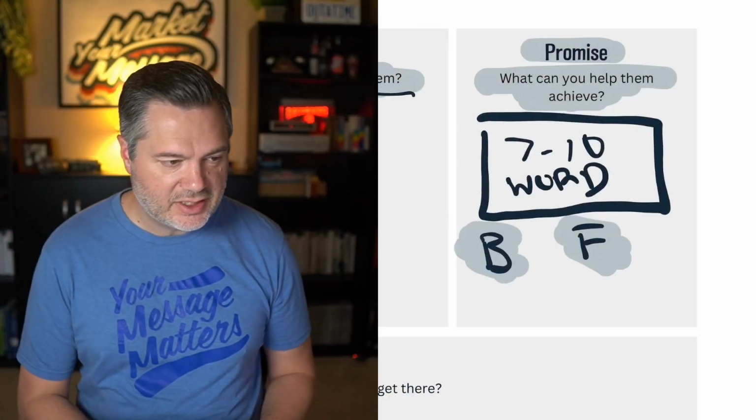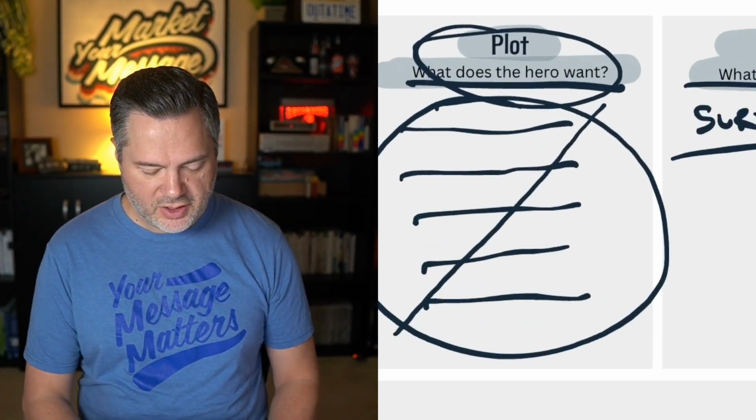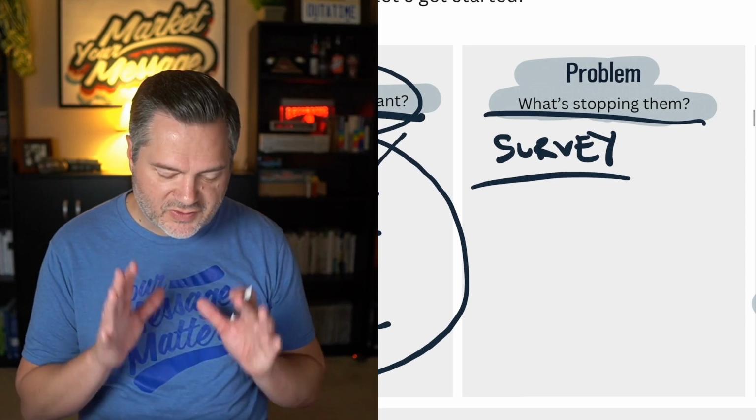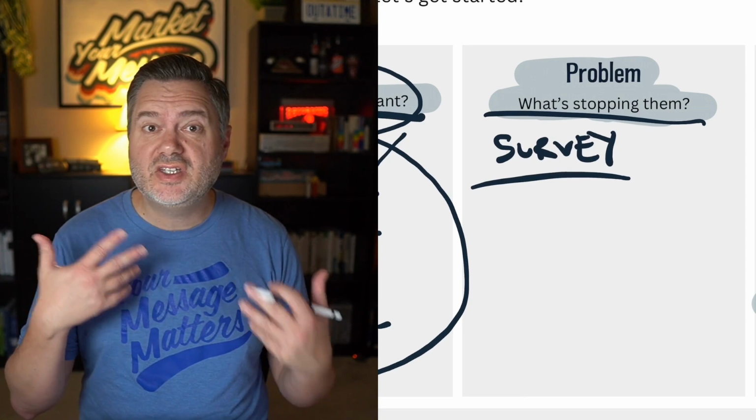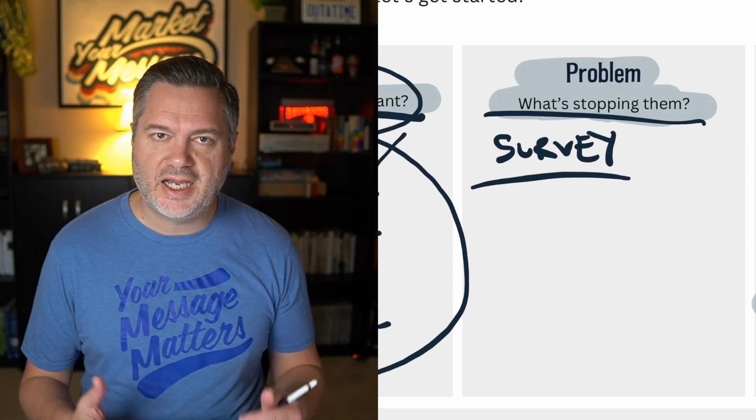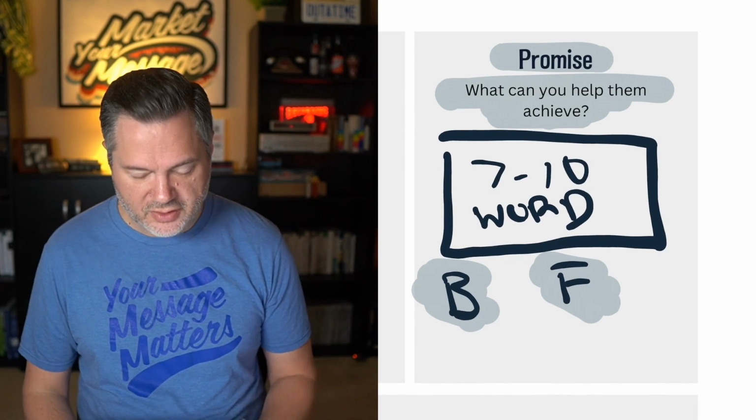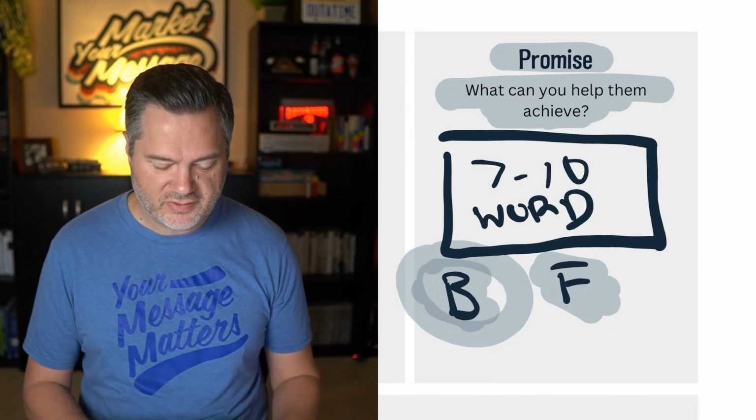Okay, let's get into what I think is bringing it all together. So again, we have the plot. What does the hero want? Two, we have successfully identified the problem. What's stopping them? We're not just guessing what they're struggling with, but we're surveying and finding out what it is that they actually are struggling with. And then the promise, we're getting really clear on a 7 to 10 word promise that's related to benefits.